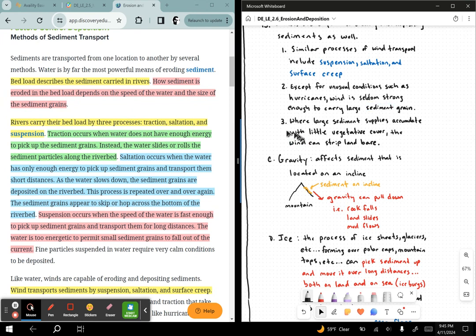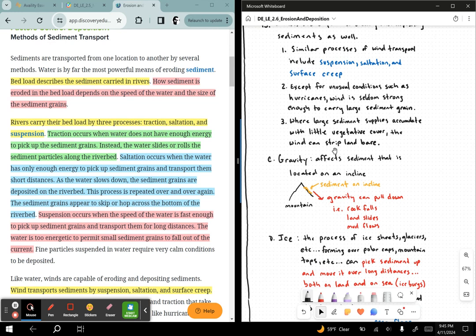Okay. Number three, where large sediment supplies accumulate with little vegetative cover, the wind can strip the land bare. This often happens, especially with commercial agriculture, farming, where we go in. You've seen it in the Salinas Valley, around Greenfield and King City. There's no crops planted. The tractors have plowed all the fields, and there's no roots to hold the dirt down, right? It's just loose dirt.